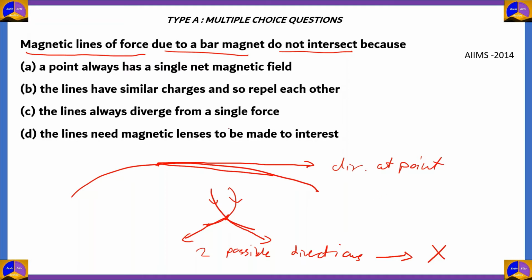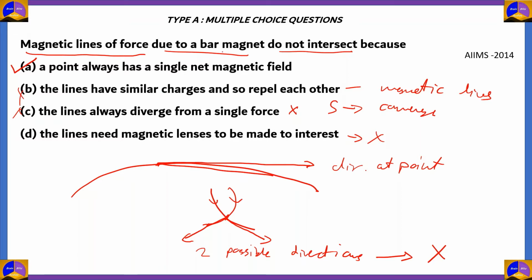That means one point of a magnet will always have a single net magnetic field. It is due to this property that magnetic field lines of force do not intersect. "Lines always diverge from a single force" is incorrect, because at the South Pole, they converge. "The lines of similar charges and so repel each other" is incorrect too; we're talking about magnetic lines and not electric. And "the lines need magnetic lenses to be made to intersect" is also incorrect. The right answer is option A.